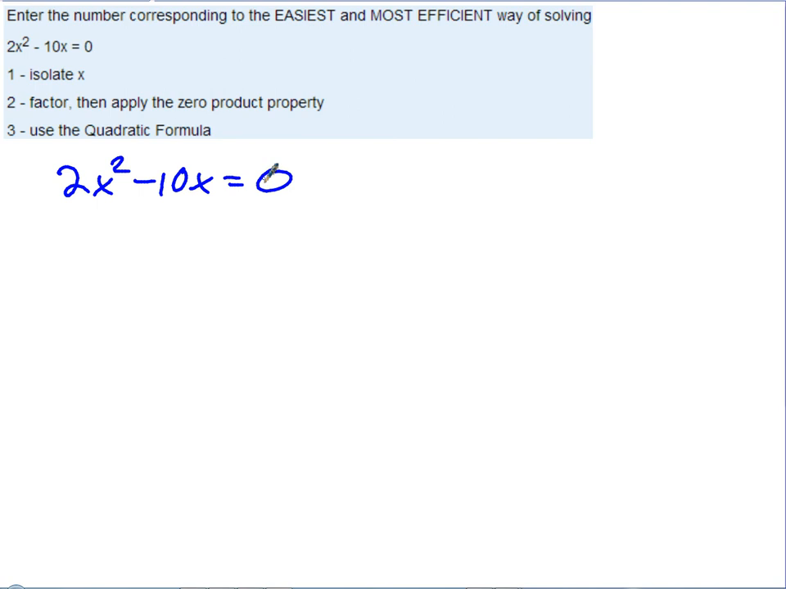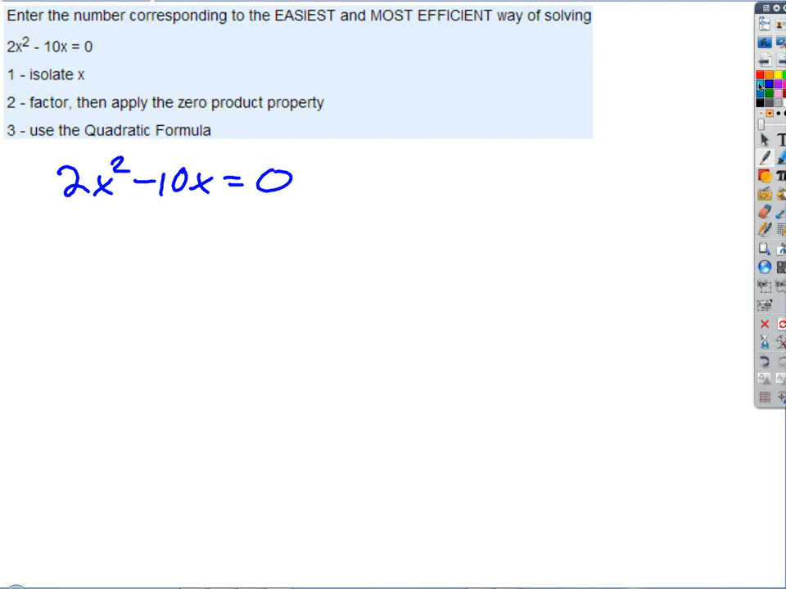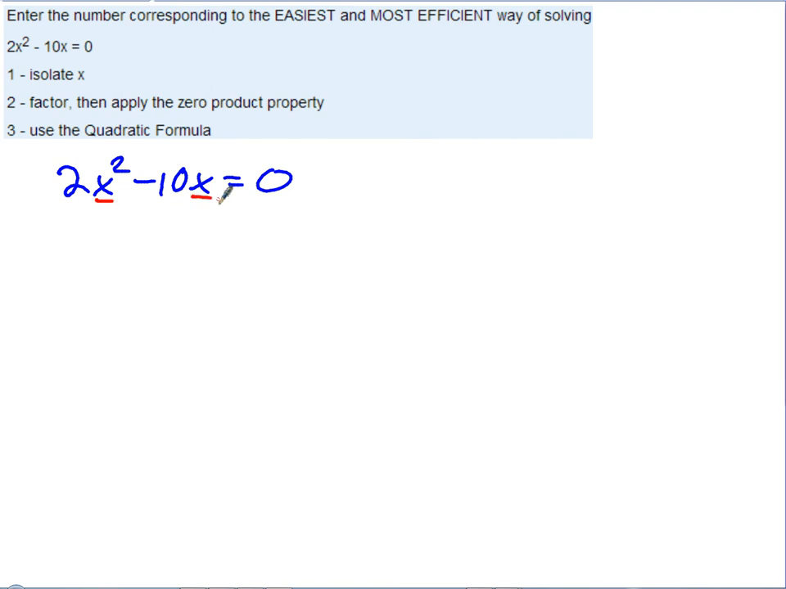Look, I want you to see something here. I have two terms, and in each of my terms, I have a variable. That is just screaming out for you to factor.